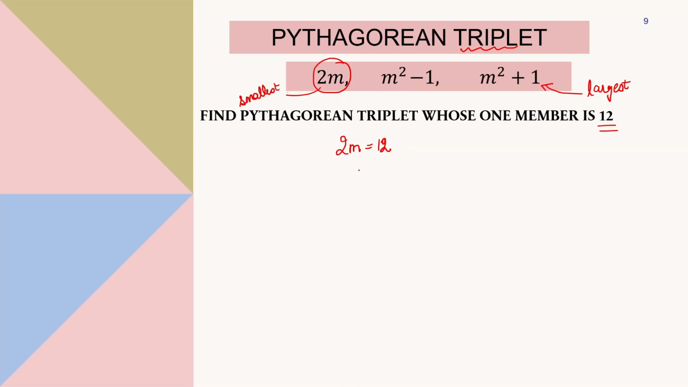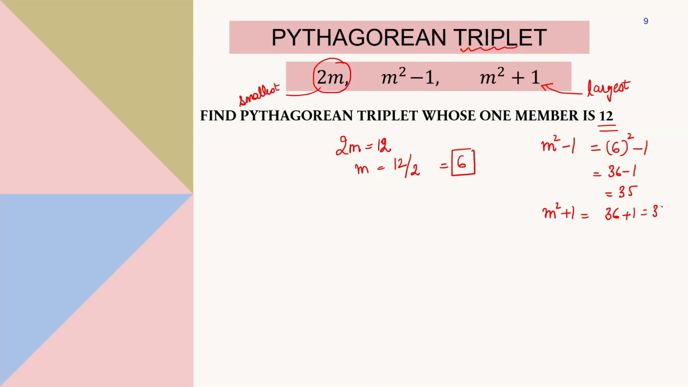So what is m here? m is equal to 12 divided by 2, which will give you 6. Now our m is 6. We can find out the other members using the formula m square minus 1. 6 square minus 1, that is 36 minus 1, 35. And the other one is m square plus 1. It will give you 36 plus 1, that is 37. So our 3 members are 12, 35 and 37.